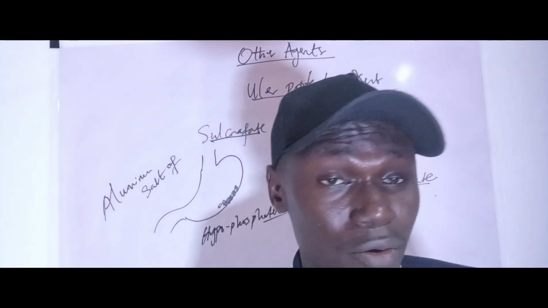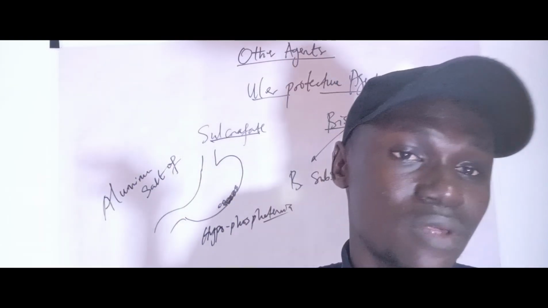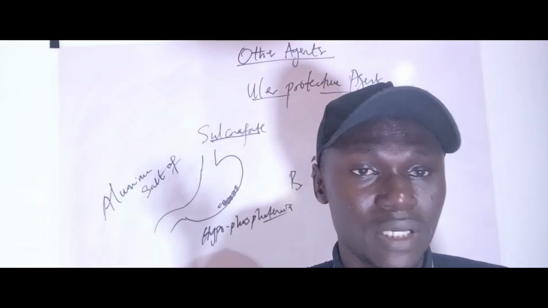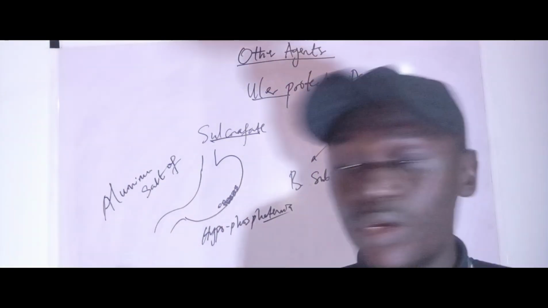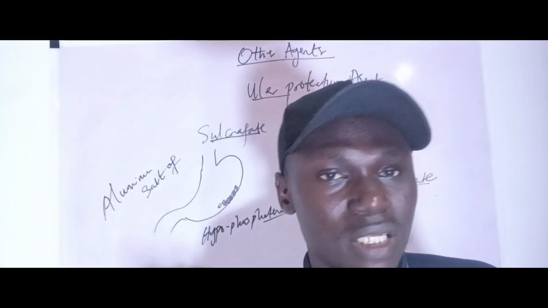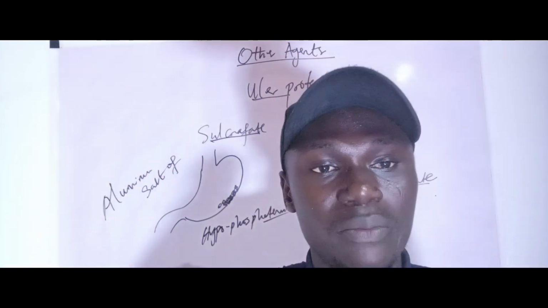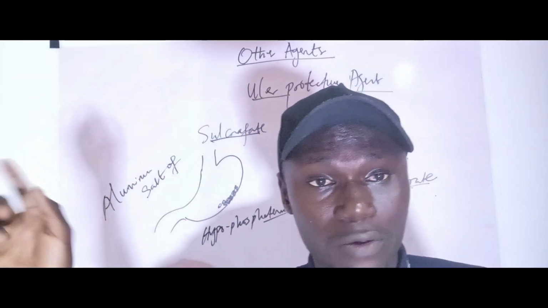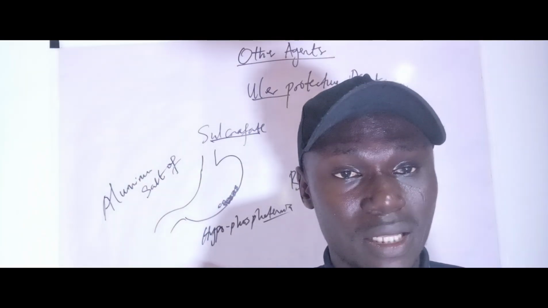Then for bismuth subcitrate, this specifically can cause detachment of H. pylori. You know, H. pylori, Helicobacter pylori, is the microorganism implicated in what? In peptic ulcer. So when you give bismuth subcitrate, it can cause detachment of that organism. That's why this bismuth is part of the quadruple therapy in the management of peptic ulcer. We'll see it later on. There's what we call quadruple therapy, there's what we call triple therapy.